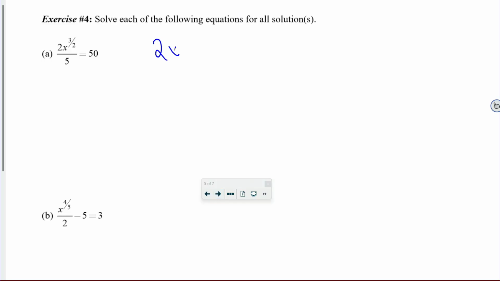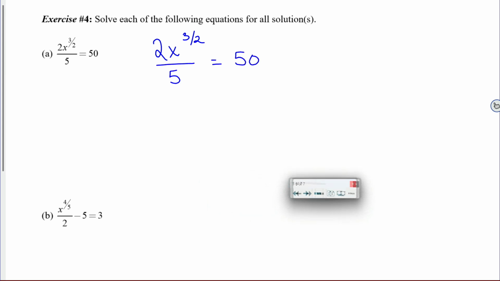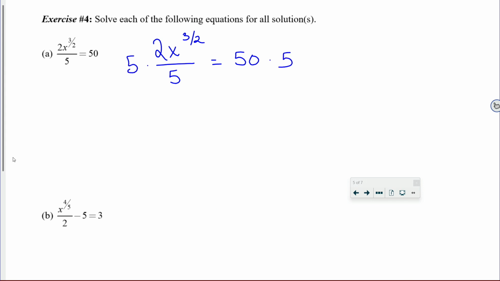Let me rewrite the problem a little bit larger so we've got some room to work. And then I'll probably run out of space anyway. Okay, so I'm going to multiply both sides by 5 to get rid of that. It's going to give me 2 times x to the 3 halves is equal to 250. I'll divide by 2 on both sides.